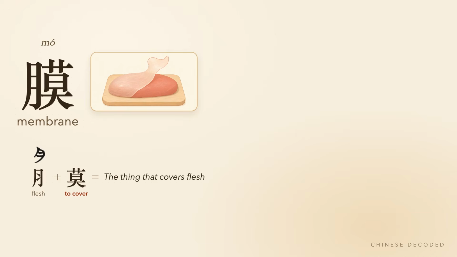Let's look at a couple more mo family characters that involve the covering concept without the hidden away sense. First, mo, the character for membrane. The composition is flesh plus cover, the thing that covers flesh. In the body, a thin tissue covers every muscle and knits the flesh together. That covering tissue is what mo originally meant, the membrane.